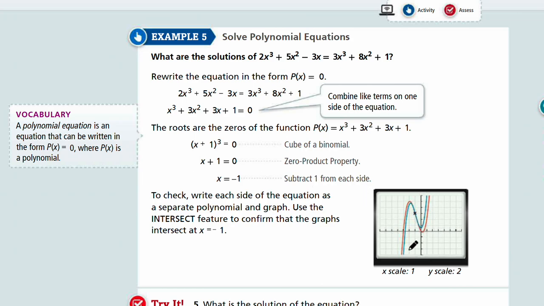And so in the graphing calculator, you'll be able to see that there is a -1. There should be a -1 for your 0. In this textbook, they graph this function and this function separately in the graphing calculator. But if you graph this function, you'll be able to see that the 0 is at -1. But if you graph these separately and then use the intersection feature, you'll be able to see that x is equal to -1 where they intersect. Yeah, so this is how you solve polynomial equations.